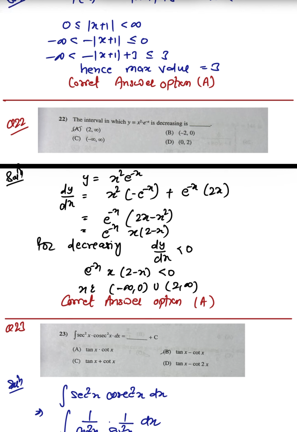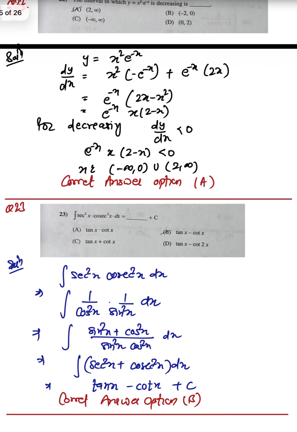22nd, the interval in which x square e raised to power minus x is decreasing. Just differentiate this and make dy by dx less than 0 for decreasing. So the interval we are getting is minus infinity to 0 and 2 to infinity. So our correct answer is A. Option B is also correct, but it is just a subset, so the more accurate answer is A only.